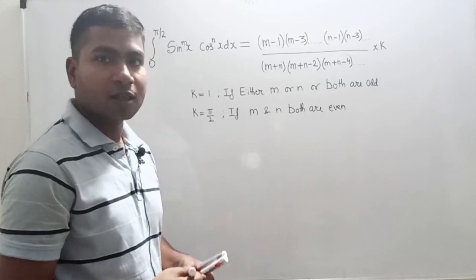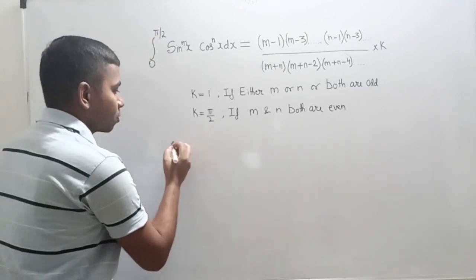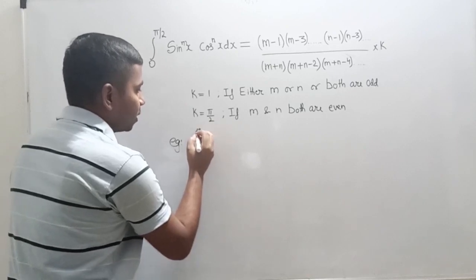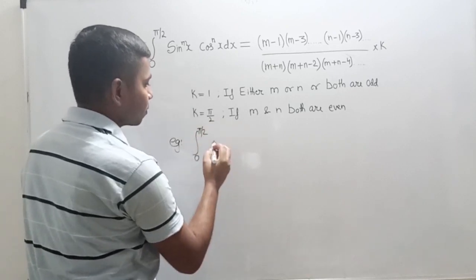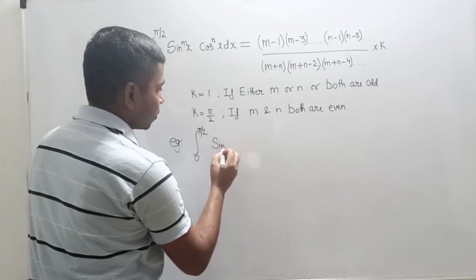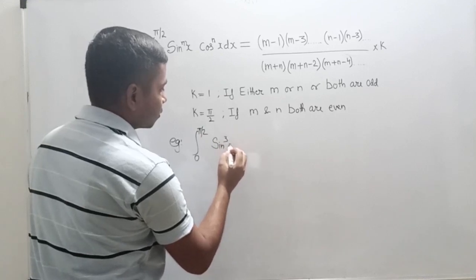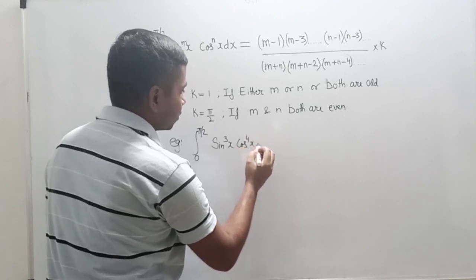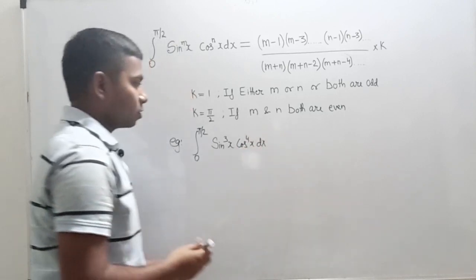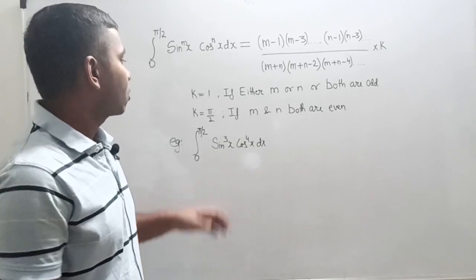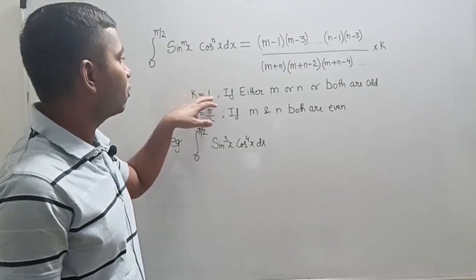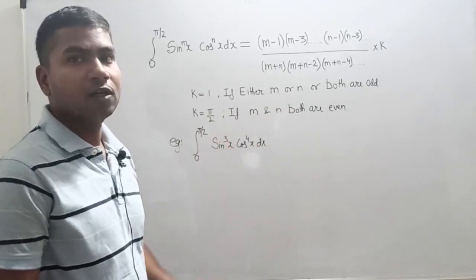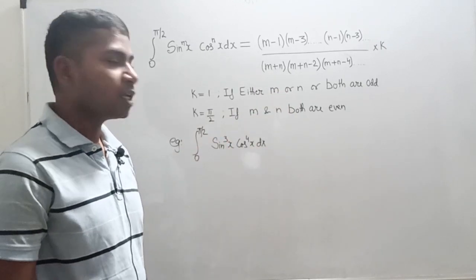So let's see some of the examples. Let's see integration 0 to pi by 2 sin power 3x cos power 4x dx. So this integral we will take. You can see the k value will be 1, because either m or n or both are odd. Here m is odd, so the k value is 1.